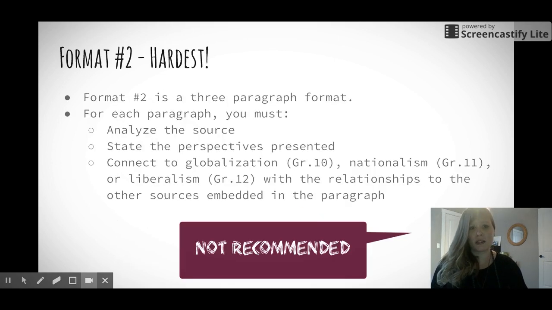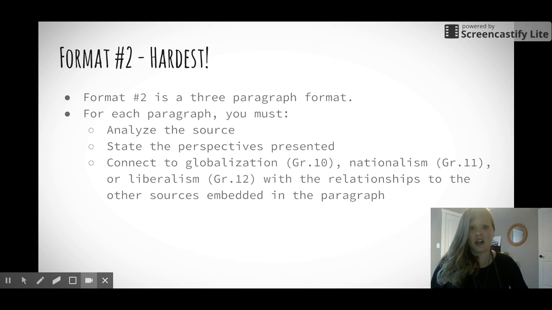Format 2 is the hardest, and it's not my favorite. Basically, you do 3 paragraphs where you analyze the source, and then you connect to the relationships between globalization, nationalism, and liberalism embedded in the paragraph. It's a little harder, and I don't recommend it, but if you want to give it a try, go ahead. Just make sure that you include all those things we talked about.